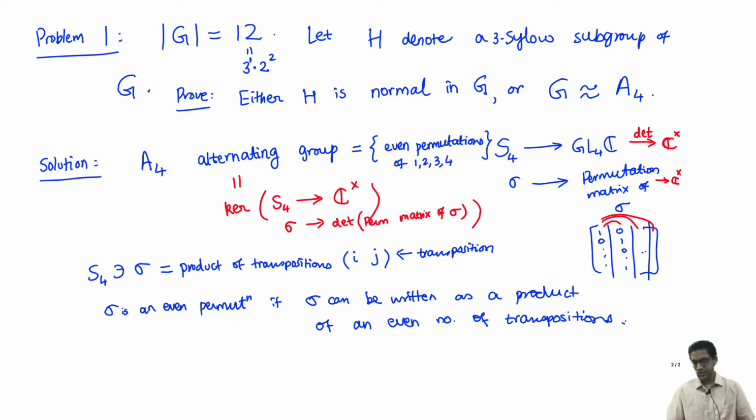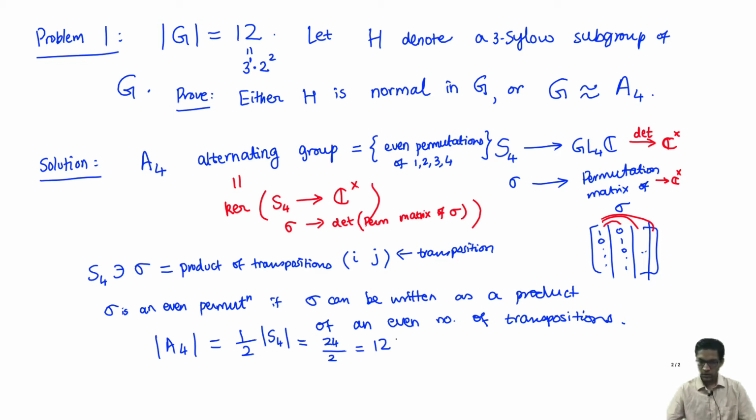Okay, and it turns out that this is another way of saying the same thing. The determinant being +1 is the same as saying that sigma can be written as a product of an even number of transpositions. And the other important fact about A4 is that the cardinality of A4 is exactly half the cardinality of the entire symmetric group S4. So S4 has cardinality 4 factorial, which is 24, and so this is 24 by 2, which is exactly 12.